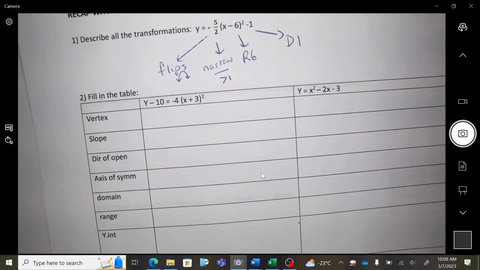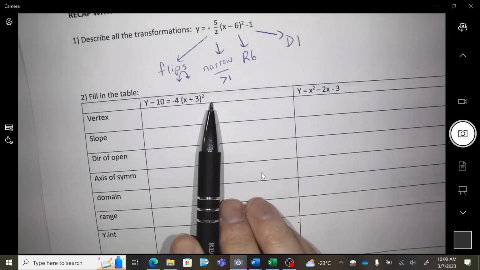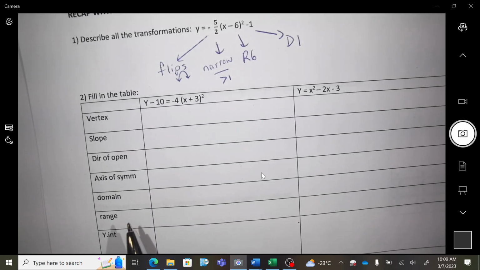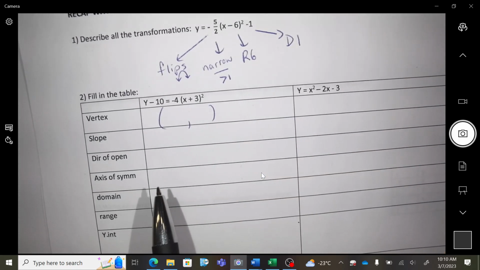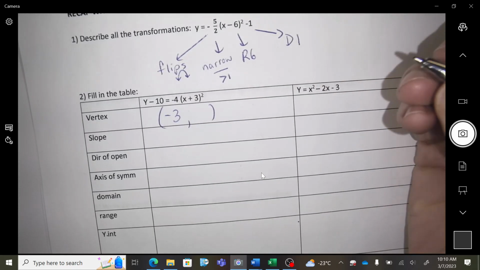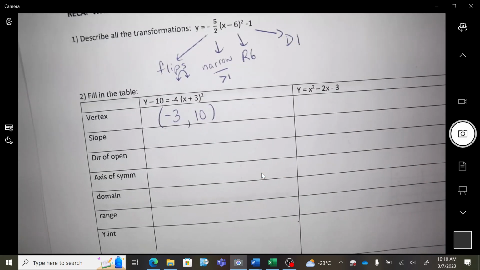Okay, getting the vertex. When it looks like this, you grab the h and k values and you have to think same or opposite. So which part comes first, the 10 part or the 3 part? The 3. Would I write a +3 or a -3? -3. So the 10 part comes next, plus or minus 10. Which one? Positive.